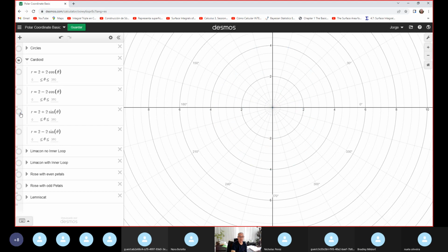The most important characteristic to identify a cardioid is that the coefficients are the same. If it's 2, 2; if it's 3, 3; if it's 4, 4. If the coefficients are different, no. It's another figure that I will study in a few minutes. Okay, do you understand cardioid? Positive cosine to the right, negative to the left. When the sine is positive, upward, and negative, downward.